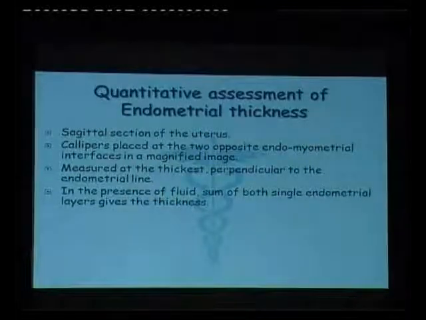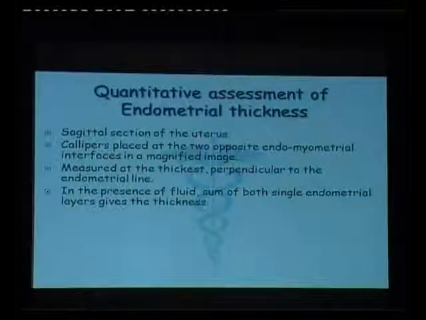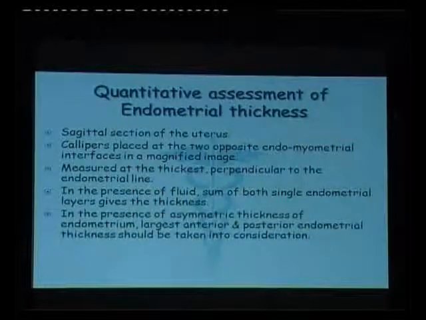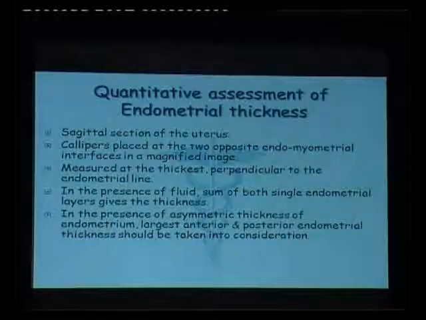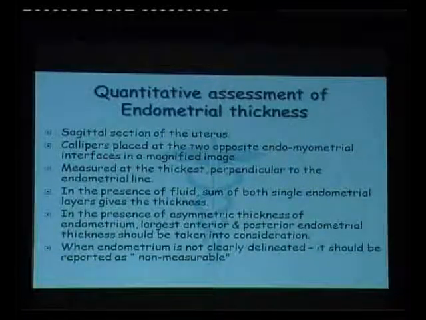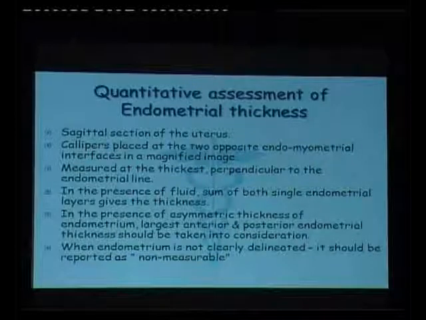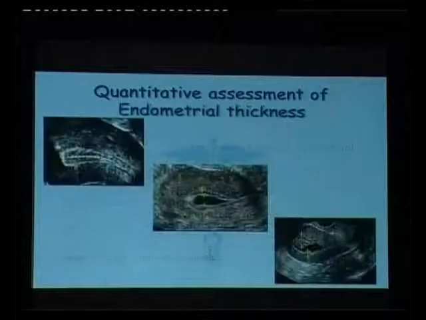In cases where we find some amount of fluid within the cavity, we need to take the endometrial thickness by adding up both the walls. Whenever there is an irregular endometrial thickness, you need to take the anterior and posterior thickness of the mass and add them up to give the endometrial thickness. When the endometrium is not clear, it should be reported as non-measurable. This is an extremely important factor to remember, that in some cases we may not be able to really delineate the endometrium, and at the same time you find that the endometrium is thick and irregular.